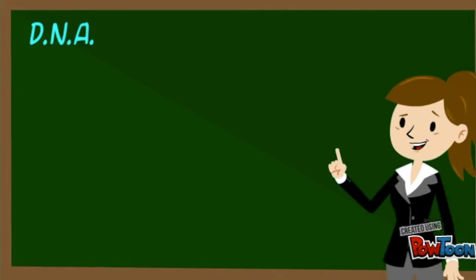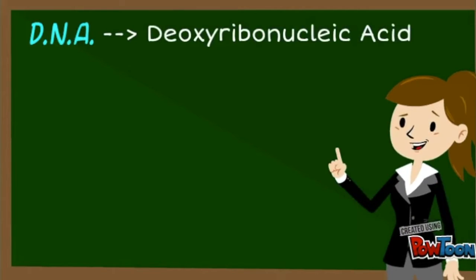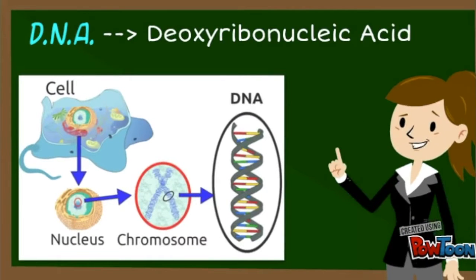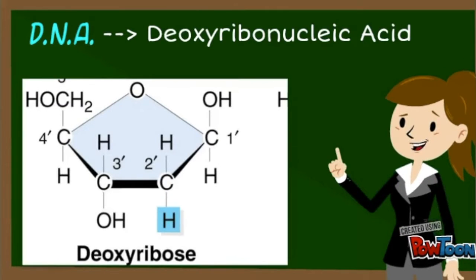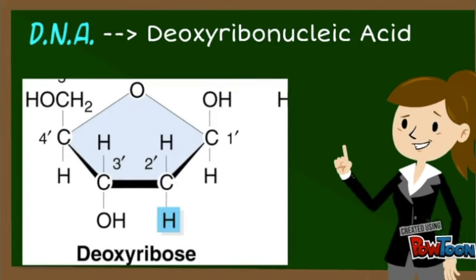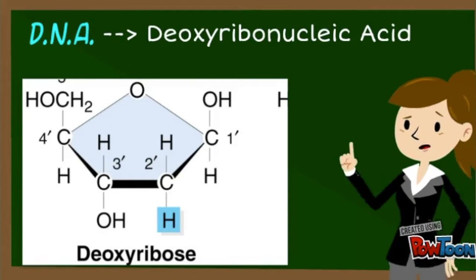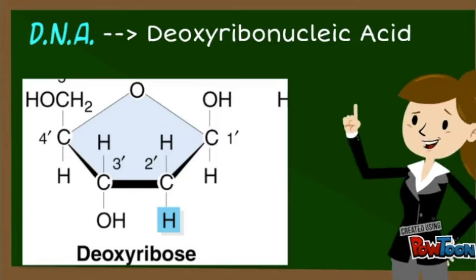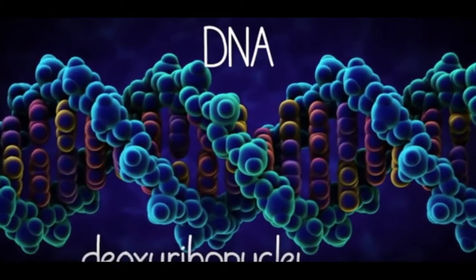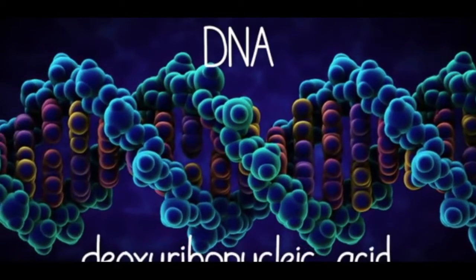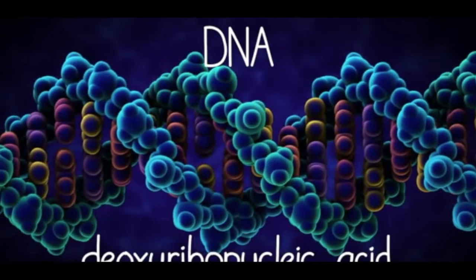DNA is an abbreviation for deoxyribonucleic acid. As you may recall, nucleic acids are a type of macromolecule that store information. The deoxyribo part of the name refers to the name of the sugar that is contained in DNA, deoxyribose. DNA may provide the instructions to make up all living things, but it's actually a very simple molecule.